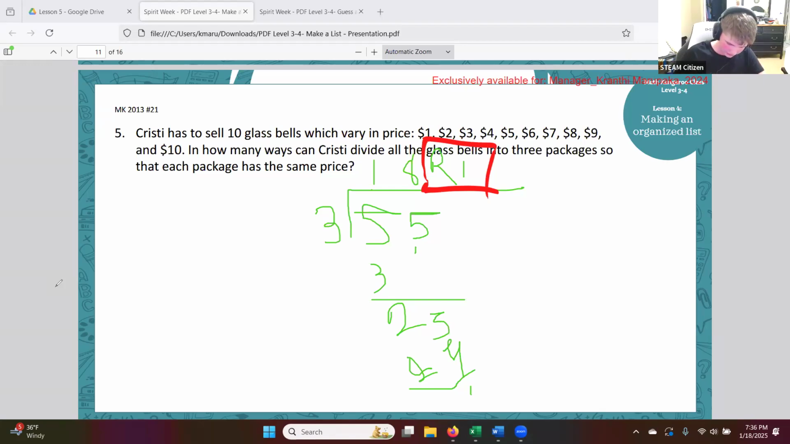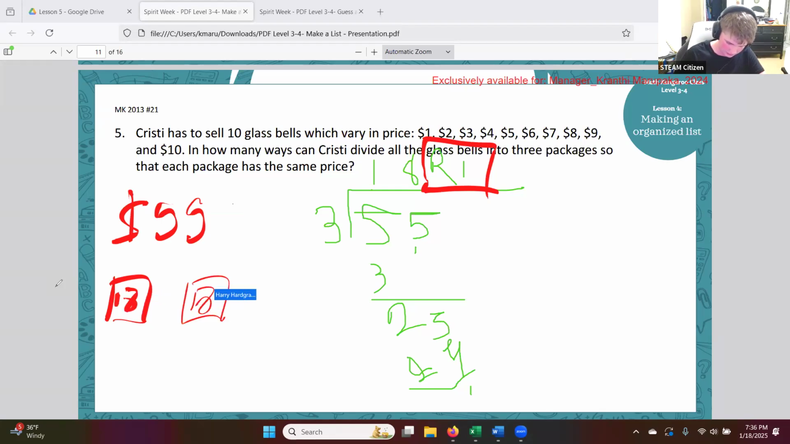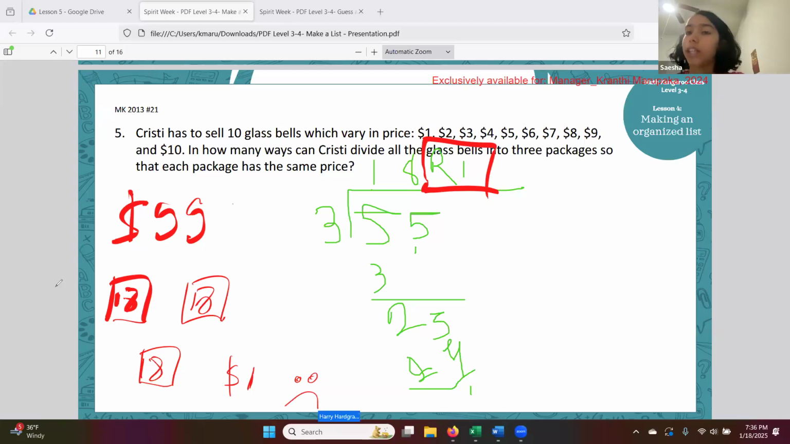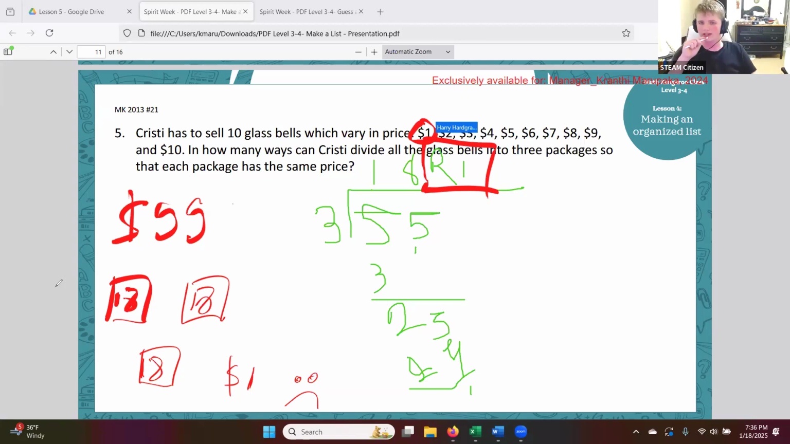Because if you think about it, you have $55 right here, and you have 3 boxes that are 18. But you just have the spare dollar lying over here. But then we have to remember that she has to sell all the bells. So we have this $1 here. It's gonna get left all by itself. It's gonna be very sad. I can have the dollar, but I don't think I'm allowed to have it.